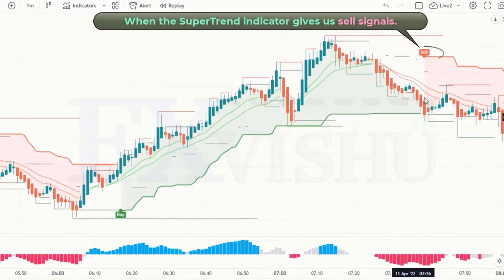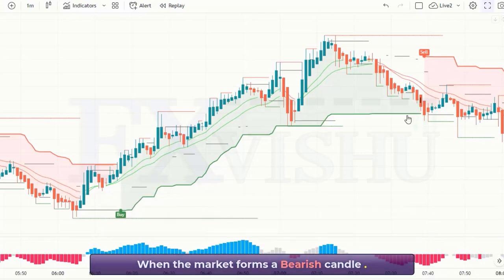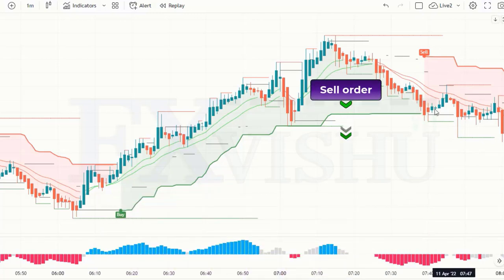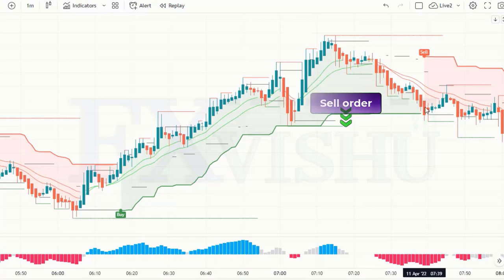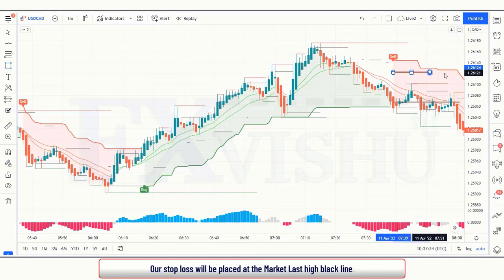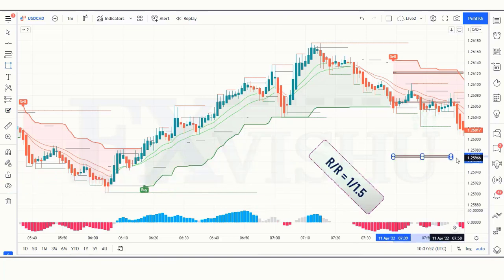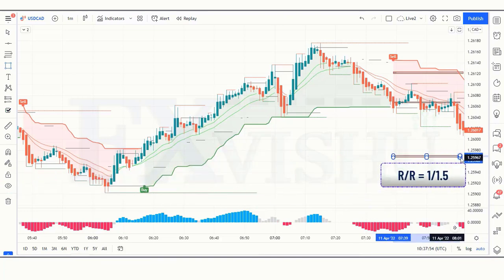When the SuperTrend indicator gives us sell signals, the QQE mod indicator should be pink color, and the market forms a bearish candle. If this condition is fulfilled, then we will place a sell order. Our stop loss will be placed at the market's last high black line. And the risk to reward ratio will be 1:1.5.